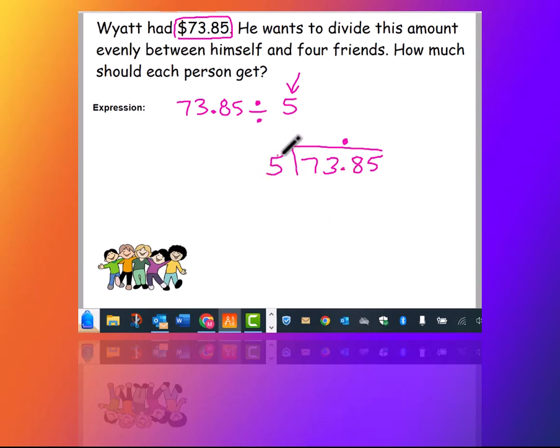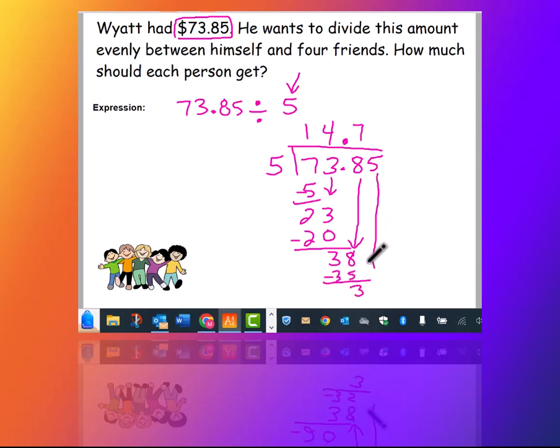Now you divide. 5 goes into 7, 1 whole time. Subtract it, you have a 2 remainder. Bring down your 3. 5 goes into 23 4 times. I'm keeping everything lined up nice and neat. 4 times 5 is 20. Subtract, 3 remainder. Bring down this 8. 5 goes into 38 7 times. Because I have it lined up nice and neat, my 7 is behind the decimal point where it goes, not in front of it. 7 times 5 is 35. Subtract, 3 remainder. Bring down this 5. And 5 goes into 35 7 times, which gives you a 0 remainder.